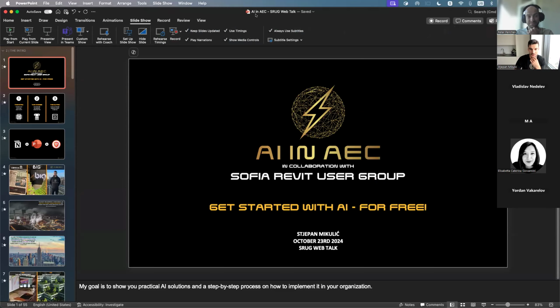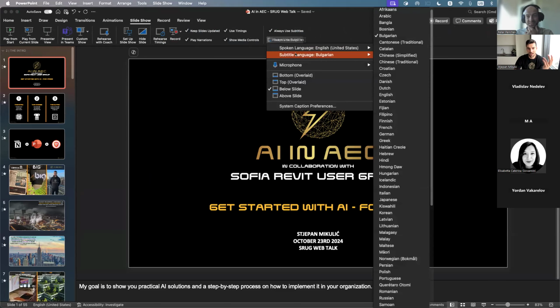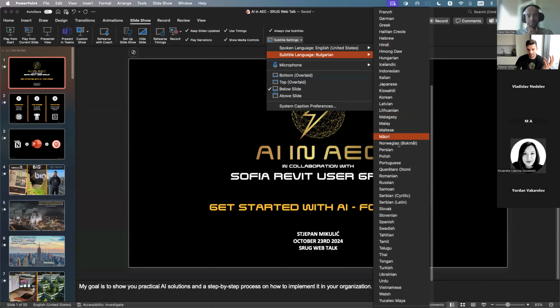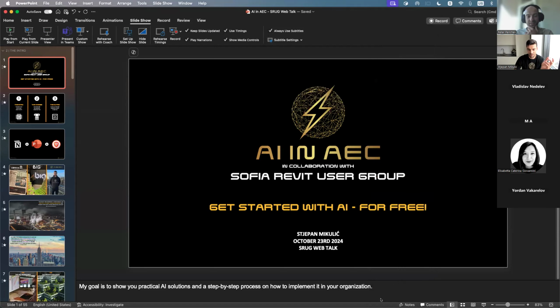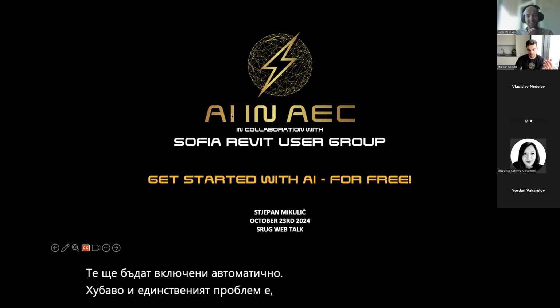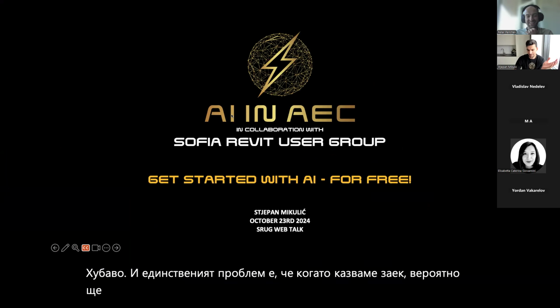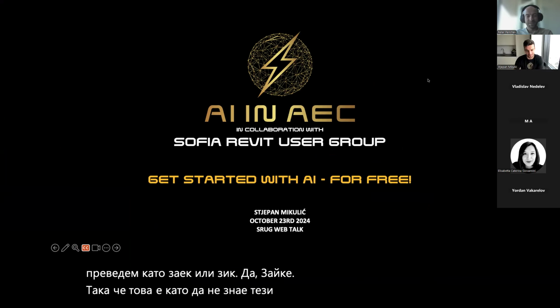So under slideshow, let me just move this, and subtitle settings. Now I always use them when I present. But here you can choose the spoken language, any of these, and you can decide where they are: on top and bottom, or below the slide, overlaid or not. And then when you present, they're going to be automatically turned on. Nice. The only issue is that when we say rabbit, it's probably going to translate it as rabbit or Zayak. Yeah, Zayak. It doesn't know these specific words, but otherwise it's pretty nice.